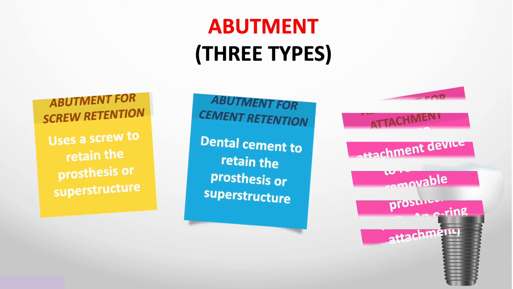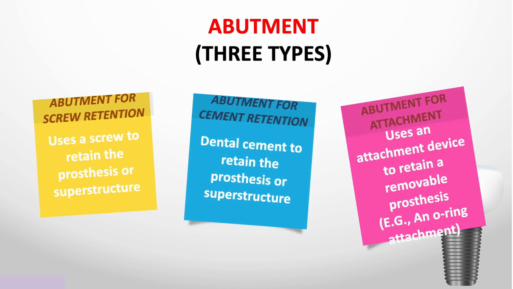Then we have another classification of abutment. Abutment for screw retention, in which a screw is used to retain the prosthesis or superstructure. Then abutment for cement retention, as the name suggests, cement is used to retain the prosthesis or superstructure. And then abutment for attachment, used as an attachment device to retain a removable prosthesis. For example, we have O-ring attachment, stud attachment, magnet attachment, or bar attachment. All these are abutments for attachments.